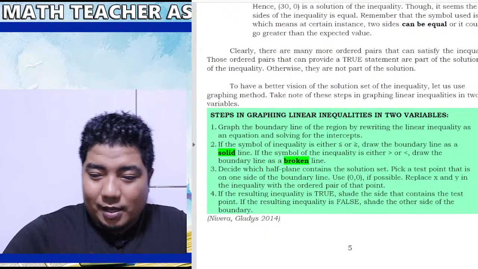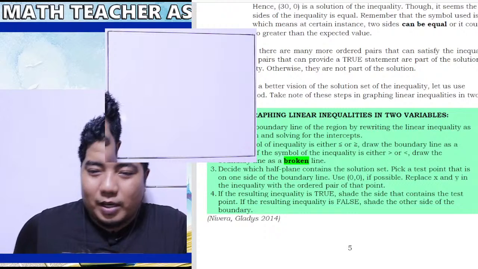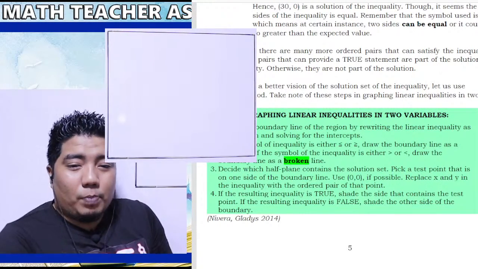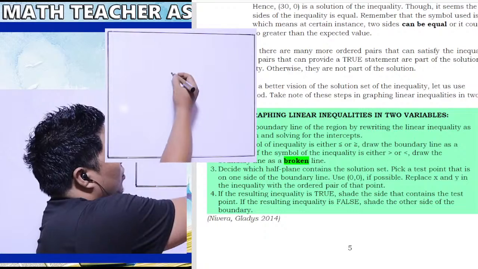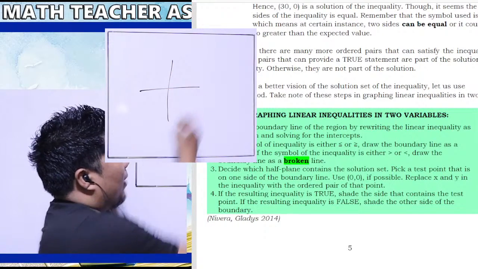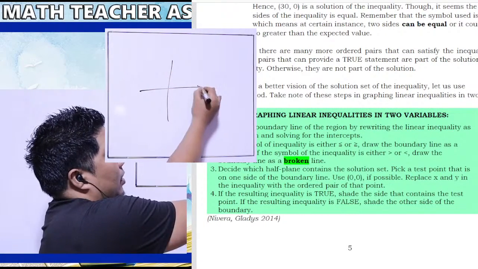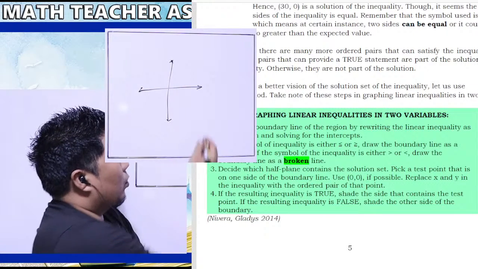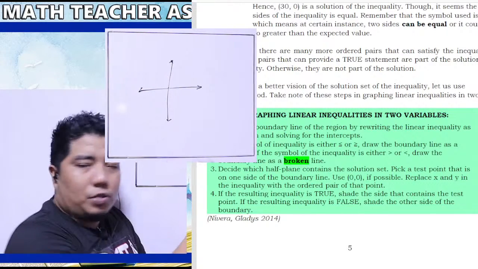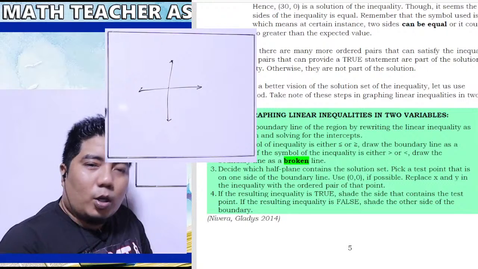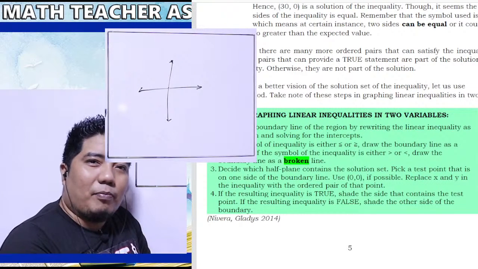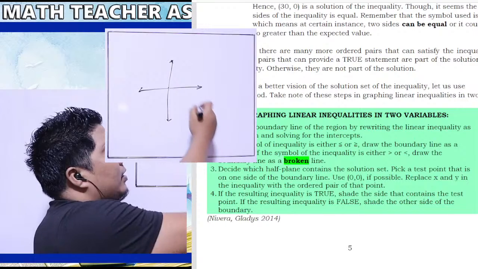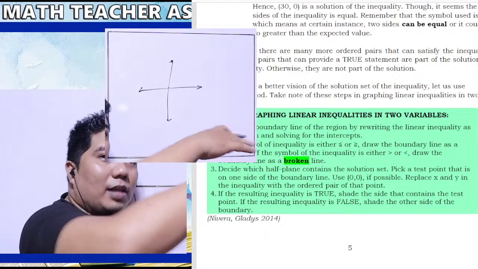Okay, wait. Let me show you this. I hope makita ninyo. Knowing that this is our Cartesian plane, tama? Example, this is our Cartesian plane, the x and the y-axis. This is your origin, the (0, 0). Kapag linear equation ang ginagraph mo, technically, it could be increasing, decreasing, horizontal line or vertical line.